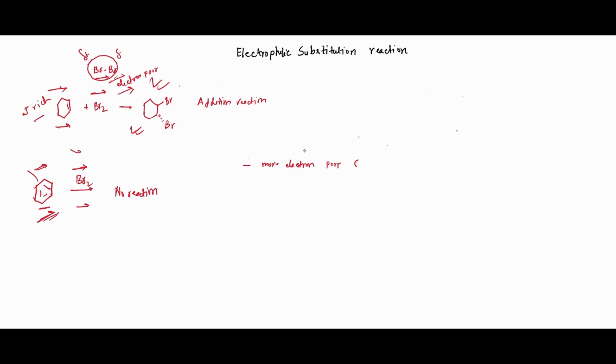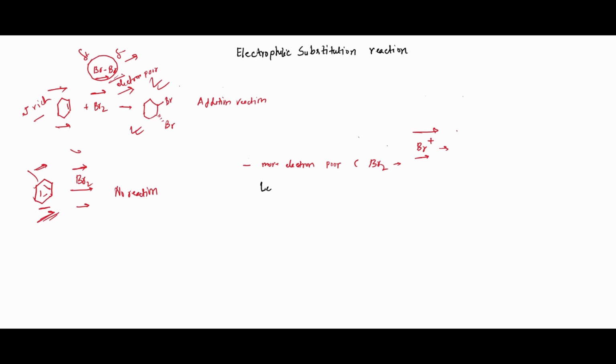Now, how can we make this bromine much more electron poor? Well, you saw earlier that when this bromine comes closer to an alkene, it gets a partial positive charge and a partial negative charge on it. But if we can somehow manage to get a positive charge on this bromine atom, it is even more electron poor than before. But how can we get this positive charge on a bromine atom? Well, there comes the Lewis acid.